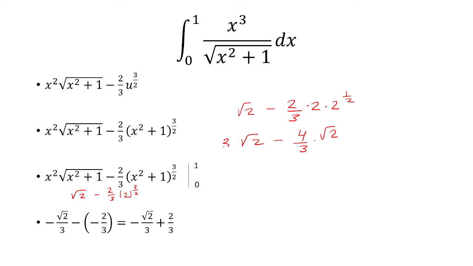Now I'm going to get a common denominator here by multiplying top and bottom by 3. So we have 3 square root of 2 minus 4 square root of 2 over 3. And this is just negative root 2 over 3. So that's why I have negative root 2 over 3 when I plug in x equals 1. And then we're going to subtract it when we plug in x equals 0. Well, I have 0 squared here. That's going to cancel everything out. So we have negative 2/3, and then this is just 1. So that's why we have negative 2/3. Two negatives give me a positive. So the answer is negative root 2 over 3 plus 2 over 3, which if you want, you can rewrite it like this.